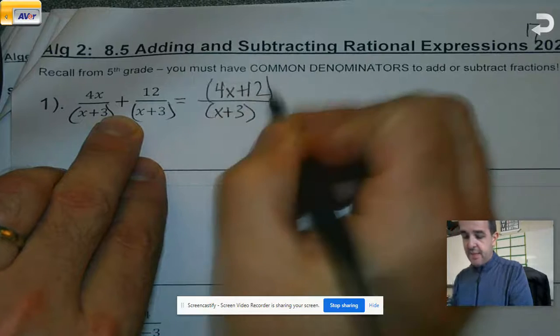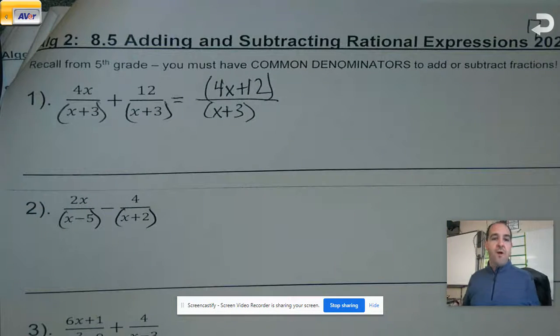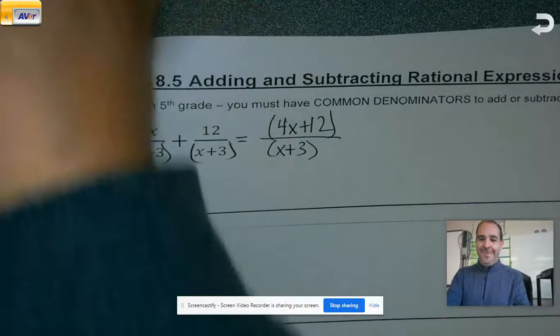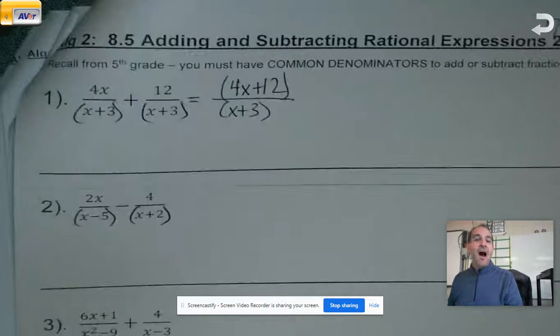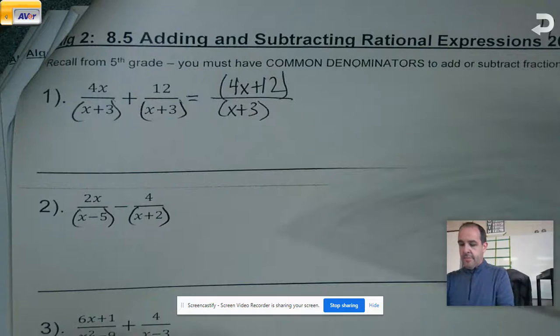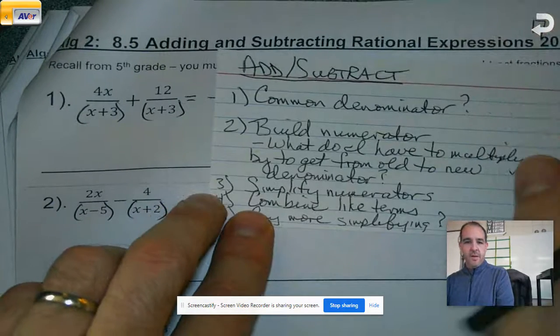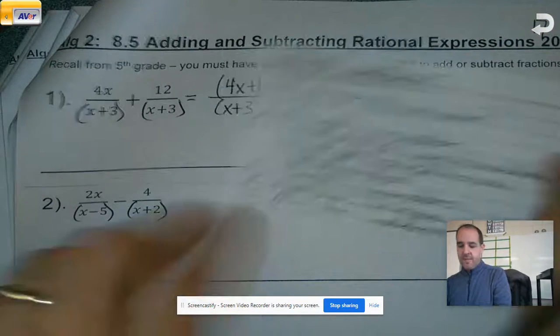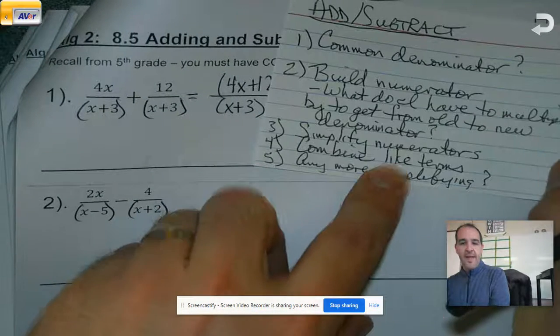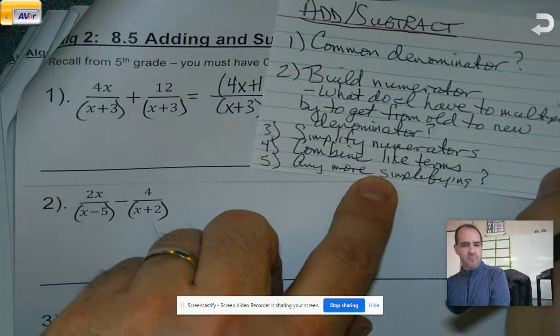I'm just going to put the stuff together that's up in the numerator. Now, 4x and 12 are not like terms, so I can't really do a whole lot as far as that goes. But here's the deal. Let me pull my card back up. I didn't have to build the numerator because they're already the same. Simplify, combine like terms, I did that. Is there any more simplifying?